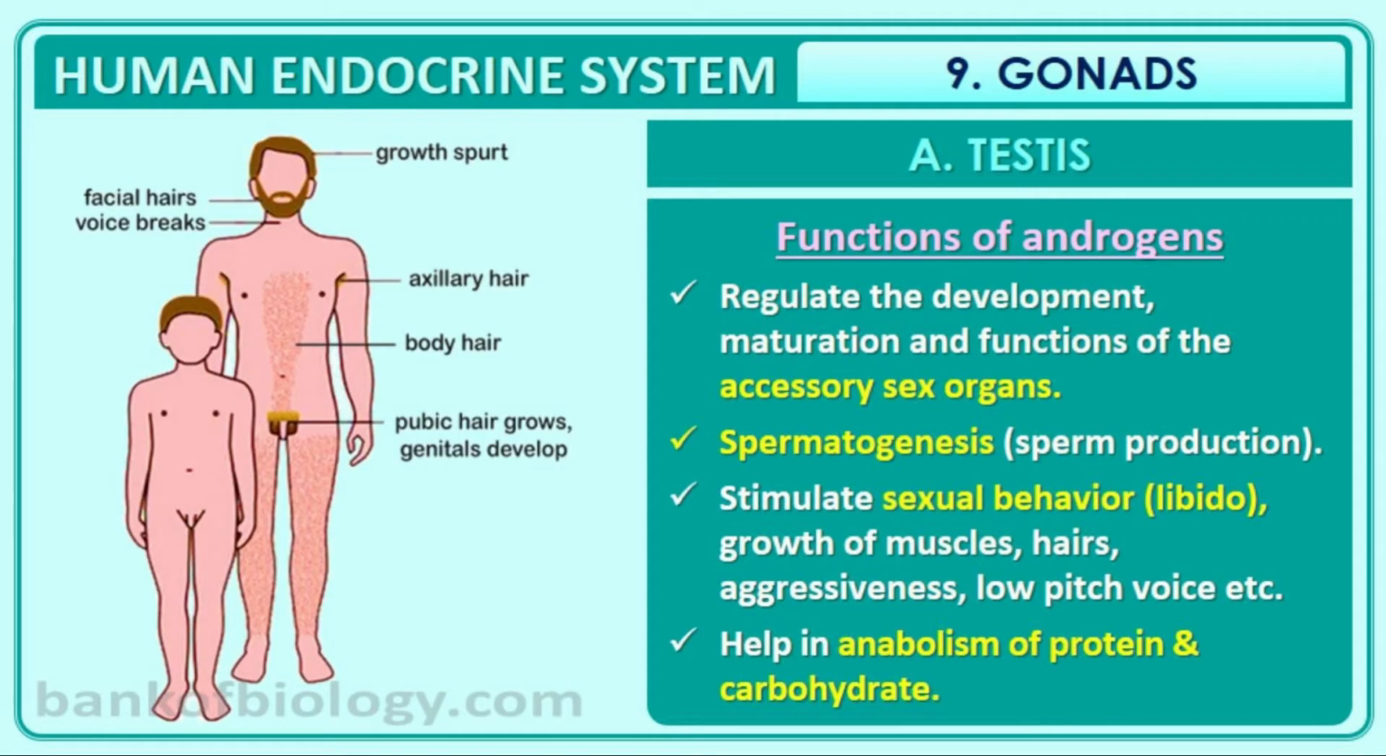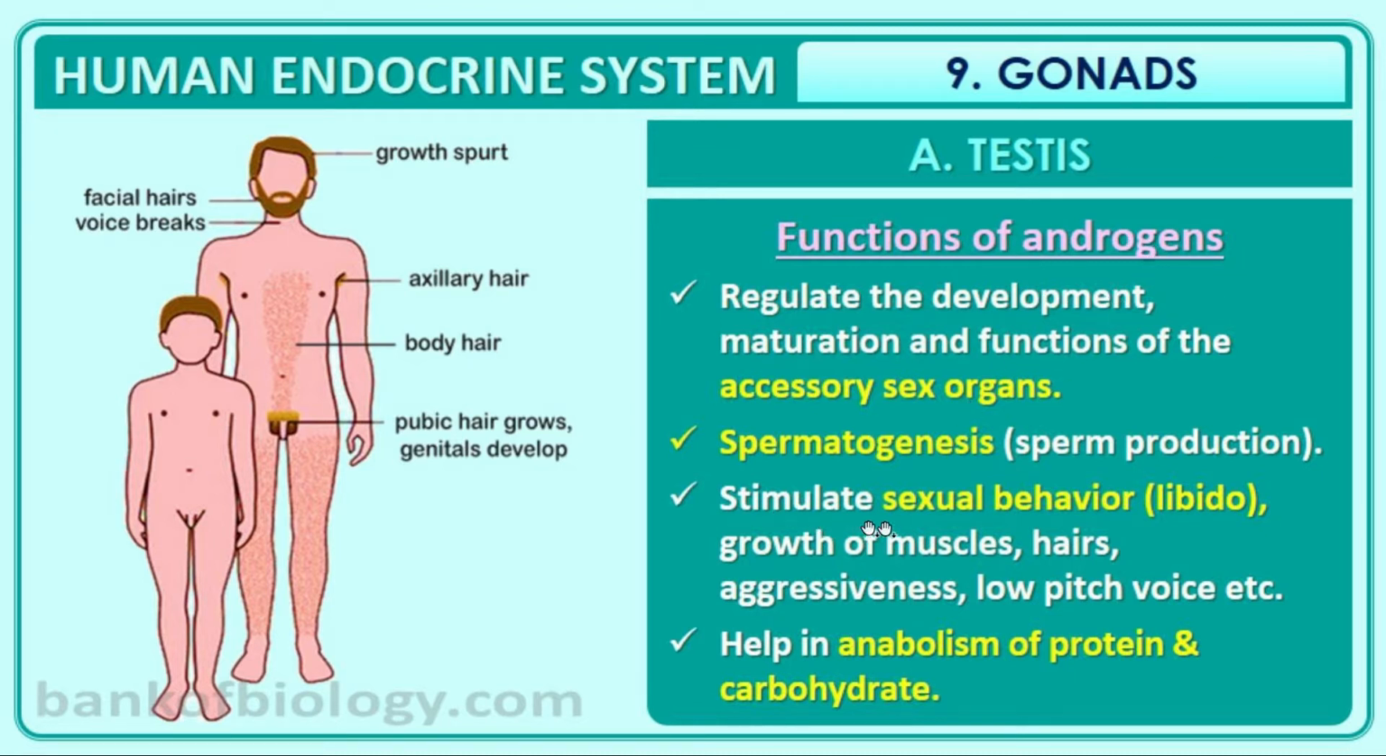What are the functions of testes? Yes, testes secrete a hormone known as androgen. What are the functions of androgens? It regulates the development, maturation and functions of accessory sex organs. The male sex organ, the development of the penis, the growth of the hair on the chest, the beard, the mustache, everything is by the action of the androgen. The spermatogenesis, production of the sperm, is also by the production of androgen.